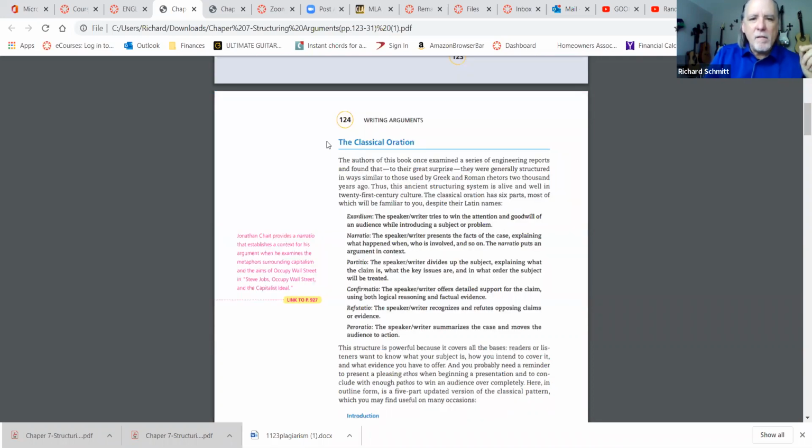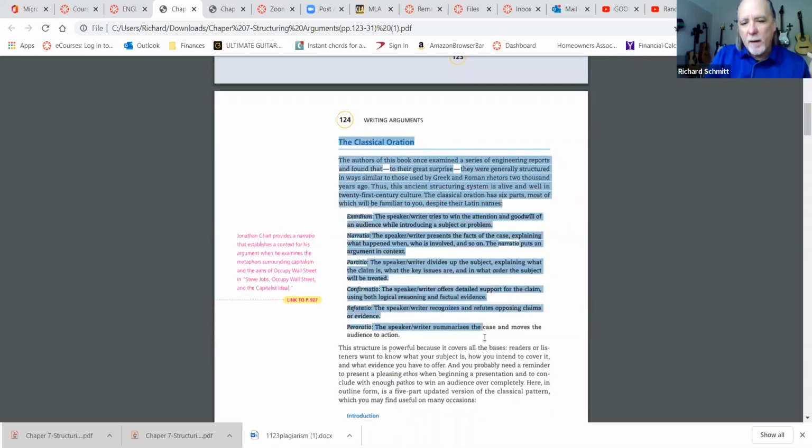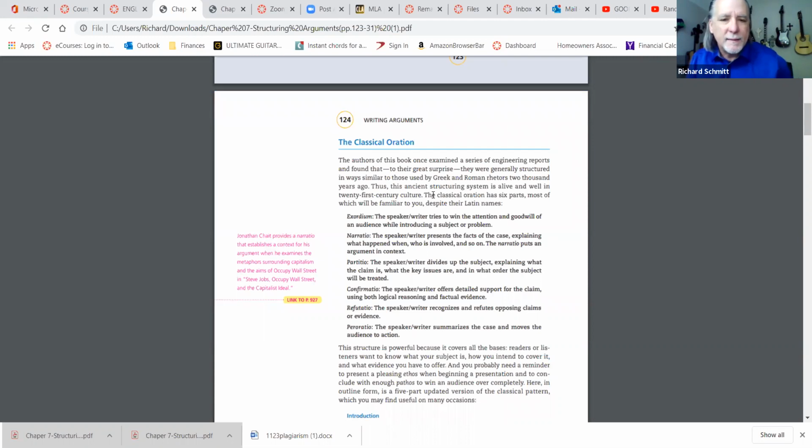All right, here we have basically what I already went over with you through the glossary. Here it is presented in the text. Remember, these three Greek terms, exordium, narratio, and partitio, are simply your introduction that ends in your thesis. They call it the claim. So you're making a claim about something. You're making an assertion about an issue that is debatable.